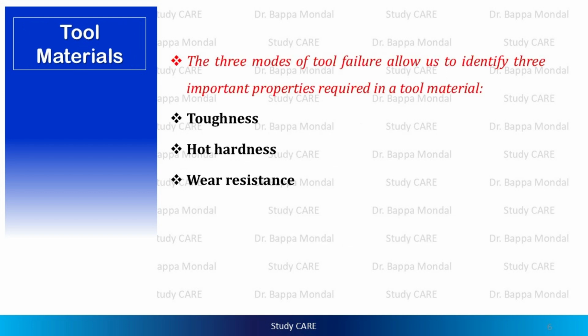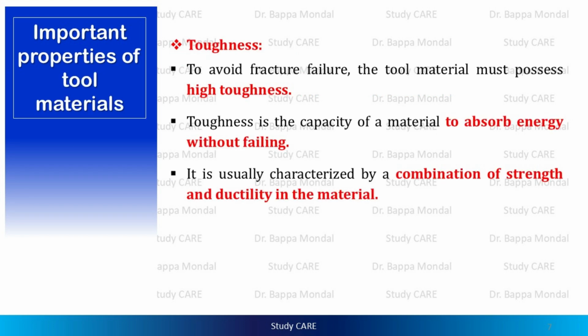The three modes of tool failure allow us to identify three important properties required in a tool material: toughness, hot hardness, and wear resistance. Toughness. To avoid fracture failure, the tool material must possess high toughness. Toughness is the capacity of a material to absorb energy without failing. It is usually characterized by a combination of strength and ductility in the material.